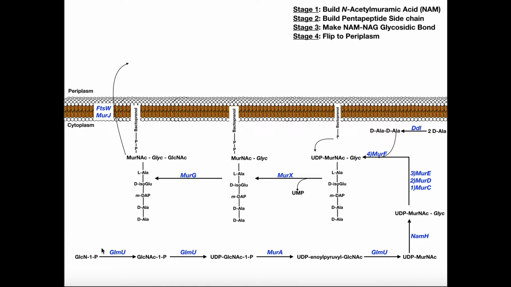You can kind of see here, we start with this right here, and we have to go all the way up here in order to get a functional N-acetylmuramic acid. So that's a tougher thing to do than making the NAG. The second stage is we're going to build a pentapeptide sidechain. This is just a sidechain of linked amino acids, of which there are 5. The third stage is going to be to actually make the NAM-NAG glycosidic bond, and all these processes 1 through 3 occur in the cytoplasm.